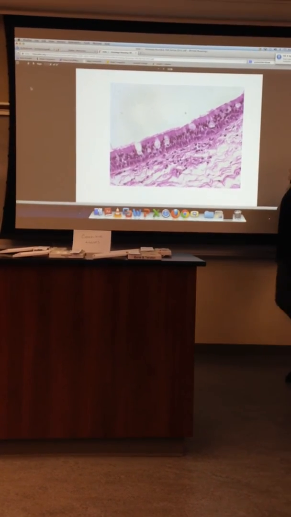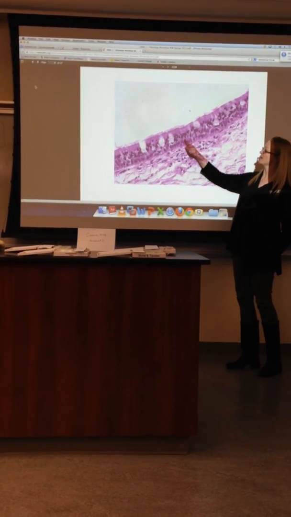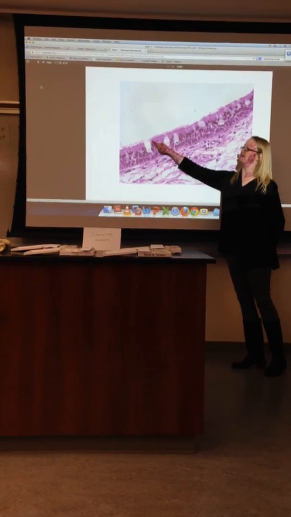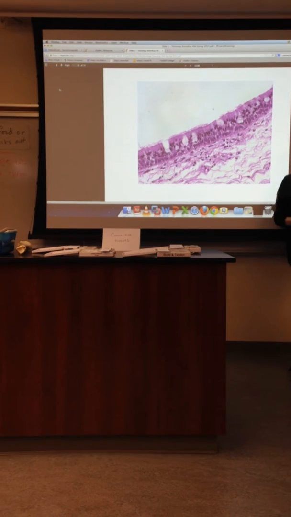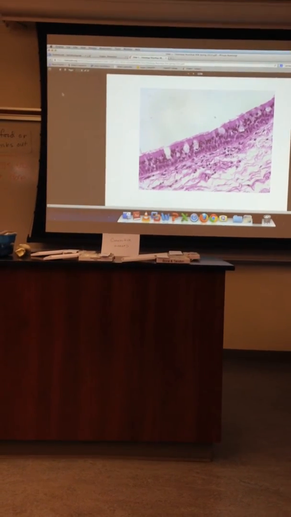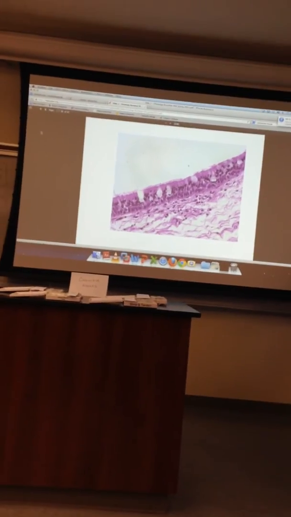The giveaways are the nuclei are at all different heights, and it's ciliated. What type of tissue is this? Good. Pseudostratified columnar. It happens to be ciliated.